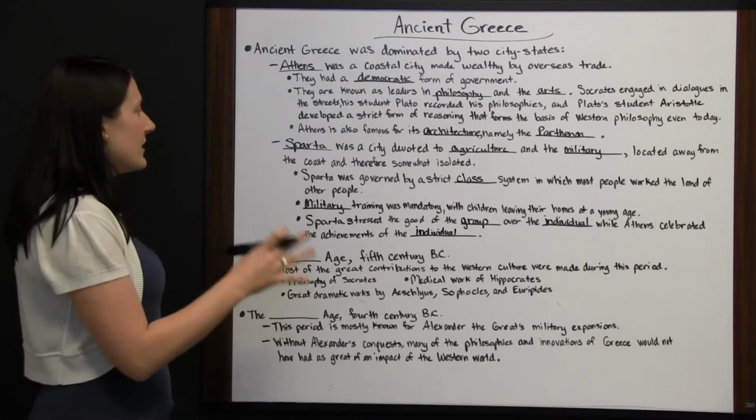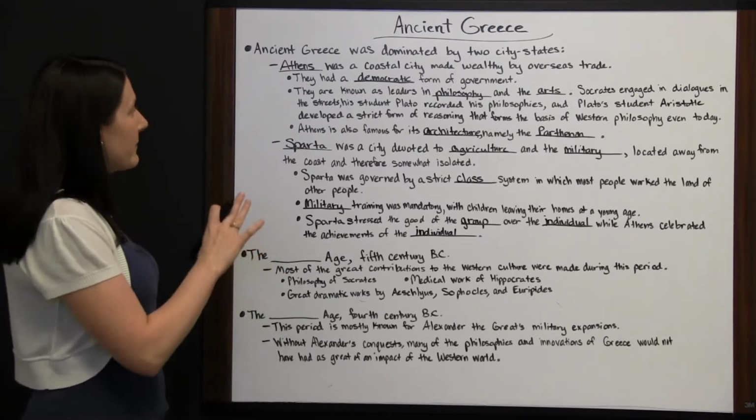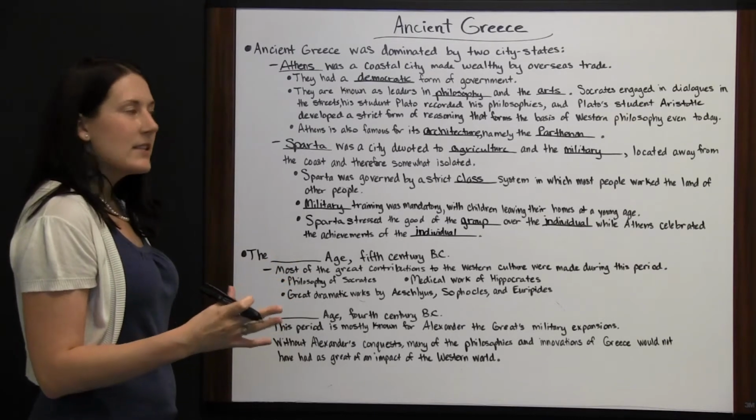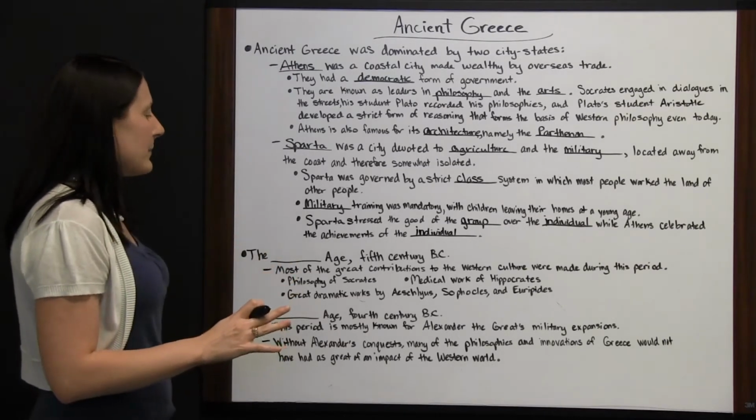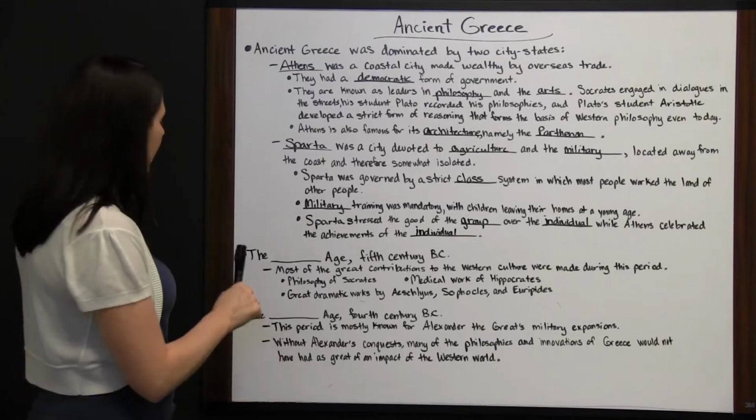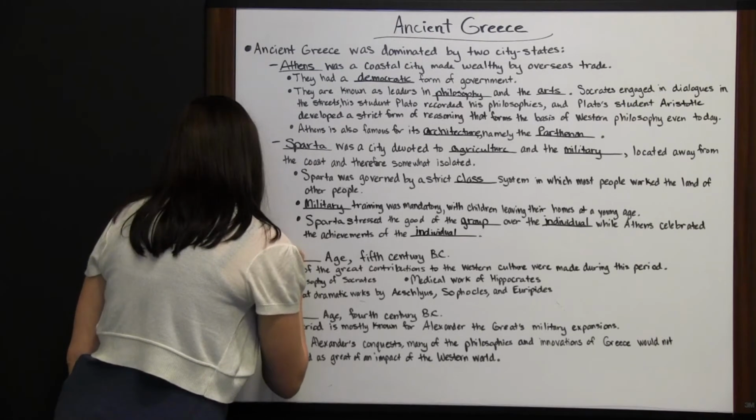Now, during the time that Athens and Sparta were the dominant two city-states, there were a few different periods that Greece went through. So one was the Periclean Age.